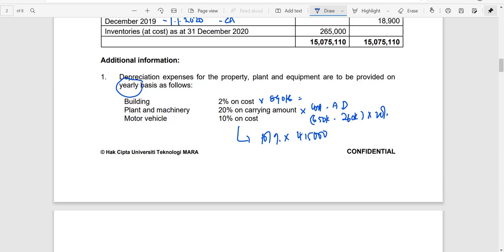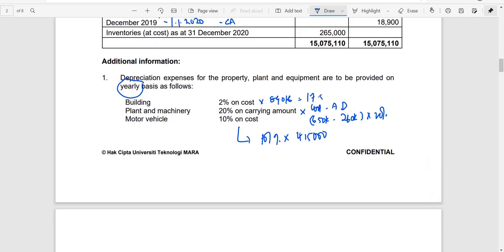Depreciation on building would be 17.8, the depreciation on plant and machinery would be 78k, and this is going to be 41,500. Okay, this is the one that you are going to debit to the depreciation and credit to the accumulated depreciation of the asset respectively, all the three assets accordingly.